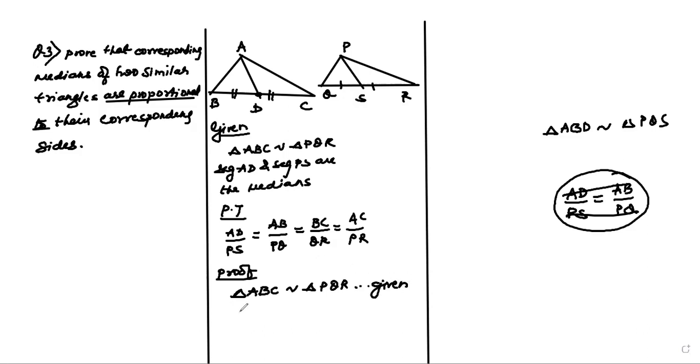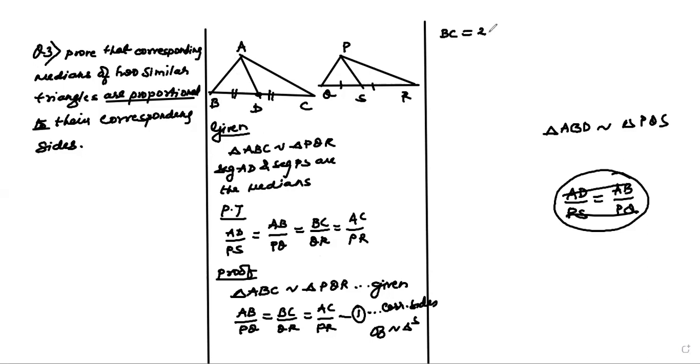Once the triangles are similar, you know, children, AB upon PQ equals BC upon QR equals AC upon PR, corresponding sides of similar triangles. This is your first statement: all three ratios are of corresponding sides of similar triangles. Now listen, children, AD is a median, meaning D is the midpoint of BC. That means BC is 2BD, son. And this QR is twice QS.